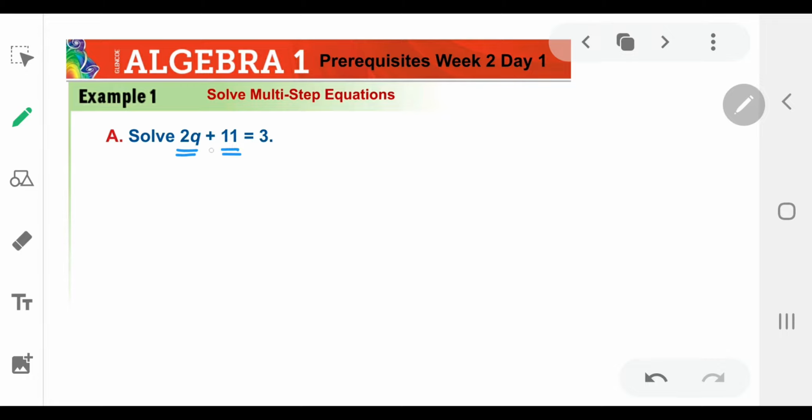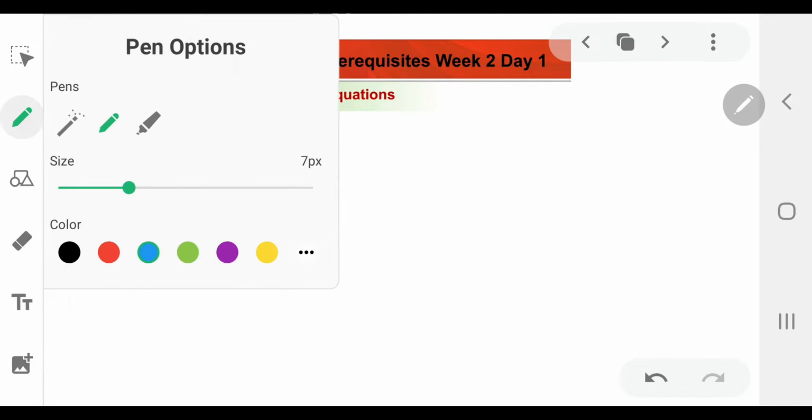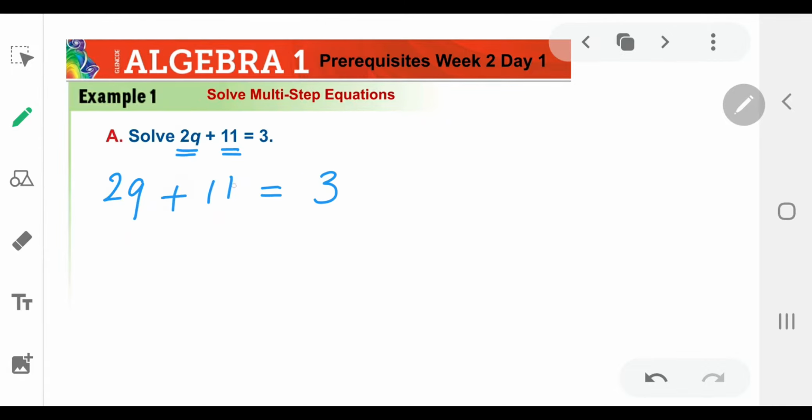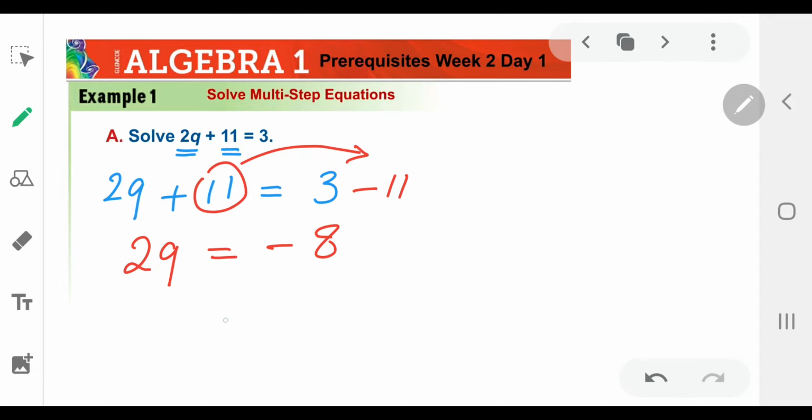So I'm going now, I have the 2q, it's all attached together. I'm going to get rid of the 11 first. How am I going to get rid of the 11 first? I'm going to drag it to the other side with the opposite sign. So I have 2q is equal to 3 minus 11, which is negative 8 exactly.